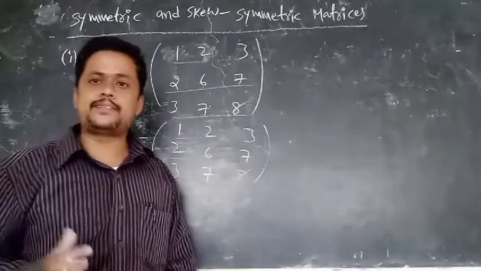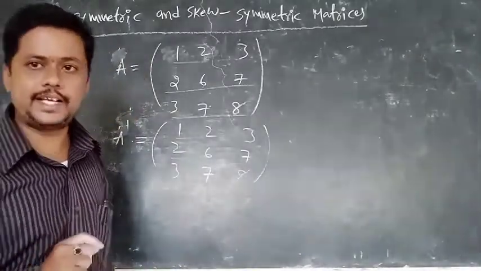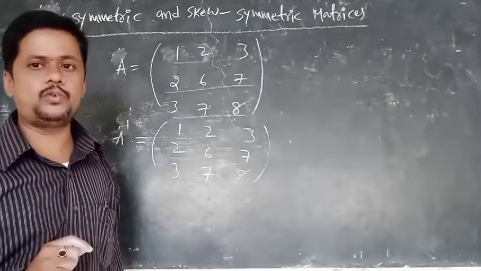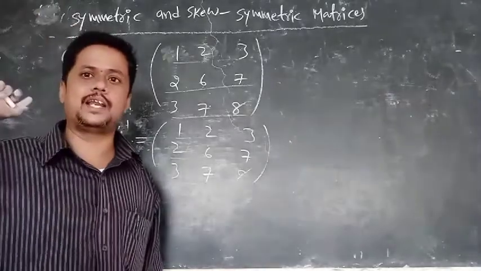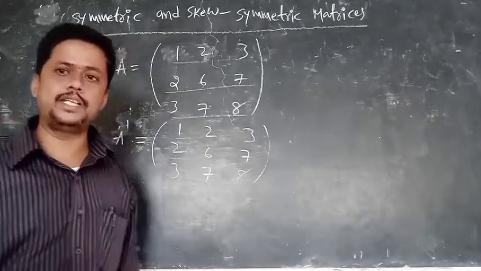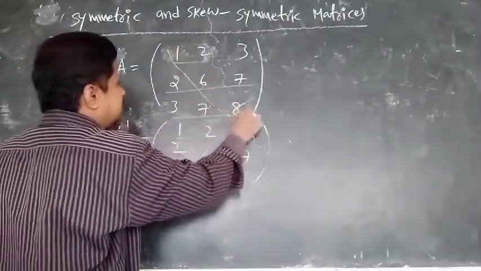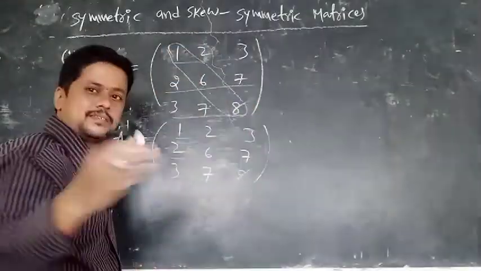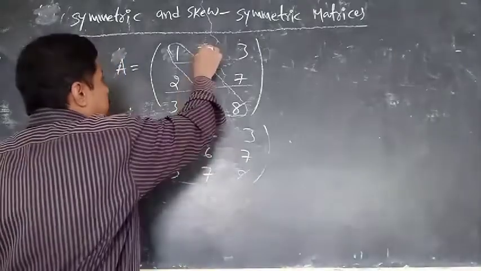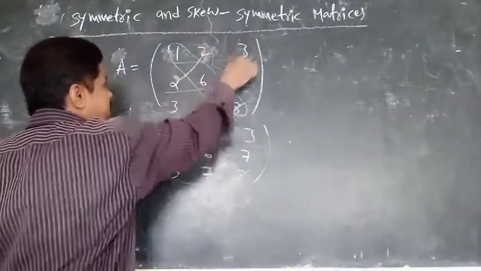So how do you remember this? I will tell you a technique. How can we easily tell just by looking whether a 3 cross 3 matrix is symmetric or not? Leave the principal diagonal elements. These two will be the same, these two will be the same.